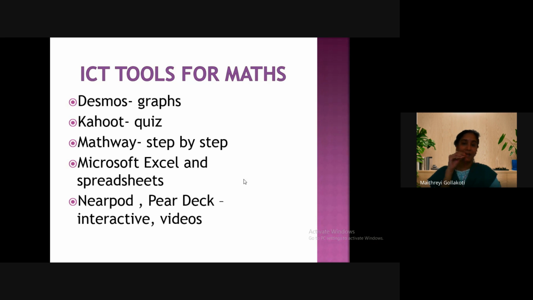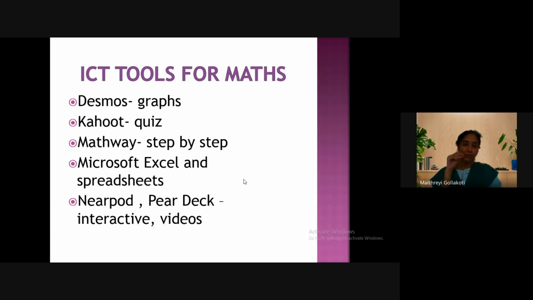Kahoot, we can make quizzes with Kahoot. And next, Mathway. In Mathway, for each and every problem they will tell how it can be done step by step. And along with it, you can take a paper and pen and do along with it and learn how to do the calculation.